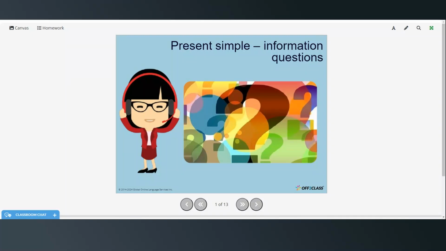This is beginner listening, so level A1, lesson 8. Today we're going to be talking about present simple and information questions, or what we call the WH questions.